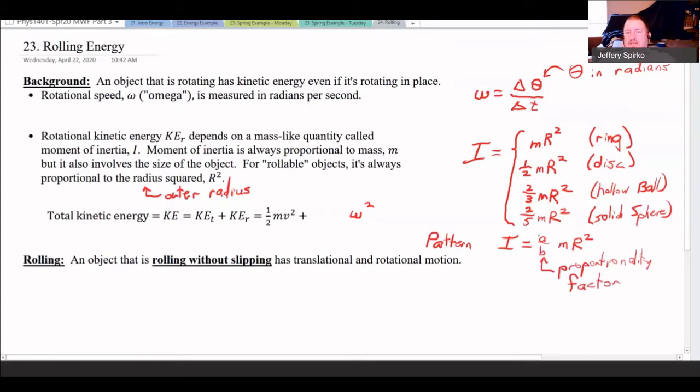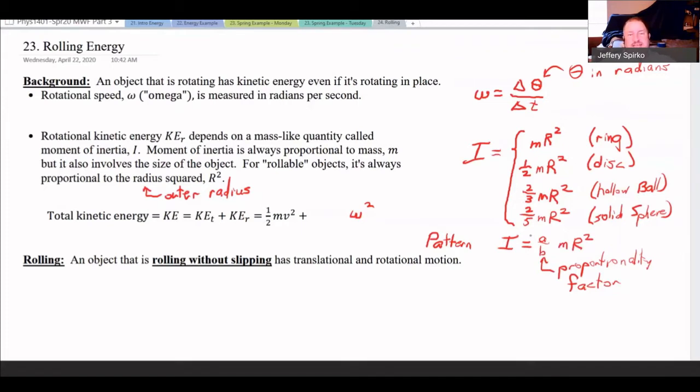And that A over B is just representing a proportionality factor between the actual moment of inertia, capital I, for that object, and the mr squared value. And note that for the ring, that fraction is equal to 1. For the disk, it's 1/2. For the hollow ball, it's 2/3. And for the solid sphere, it's 2/5. So we have different fractions, A over B, for different types of objects.